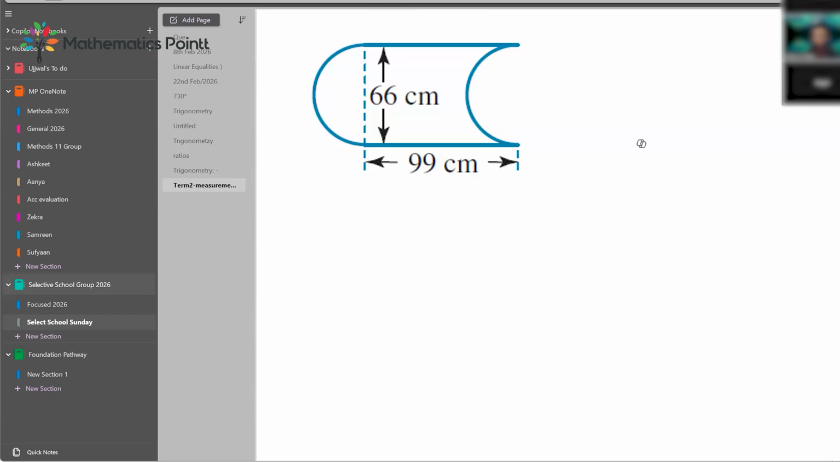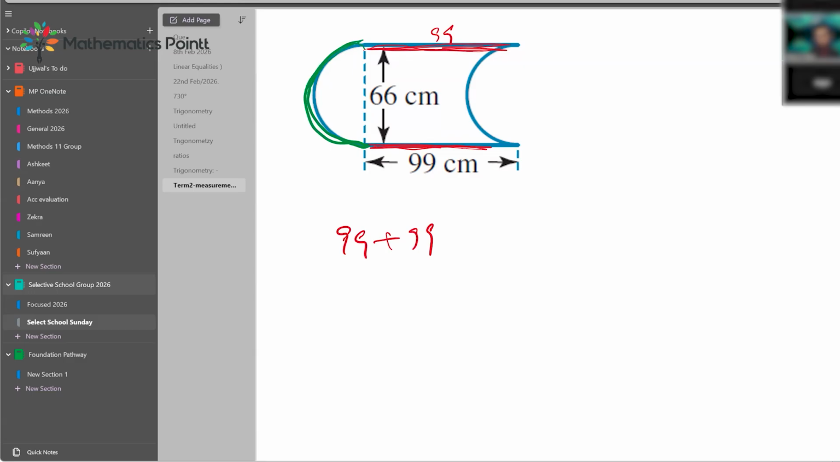Let's quickly do it. This is 99. So 99. So this is 99 as well. So another 99. Now I'll change the color. I need this.